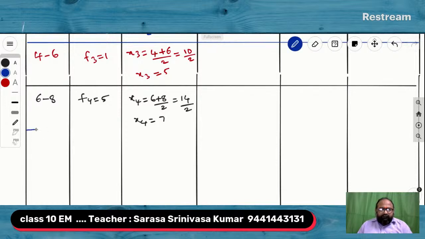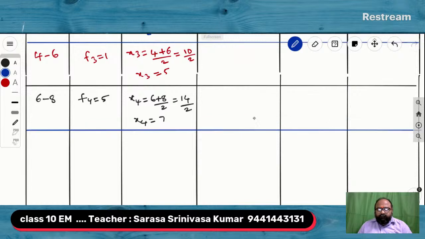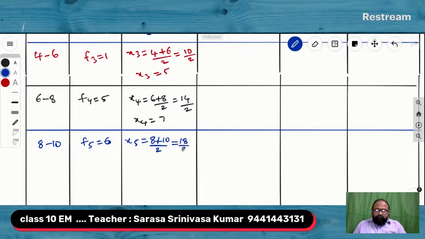Now we consider the class interval 8 to 10. The frequency for this class interval is 6. So F5 equal to 6. We calculate x5. Class mark equal to lower limit plus upper limit by 2. So we calculate 8 plus 10 by 2. This is equal to 18 by 2. So x5 equal to 9.